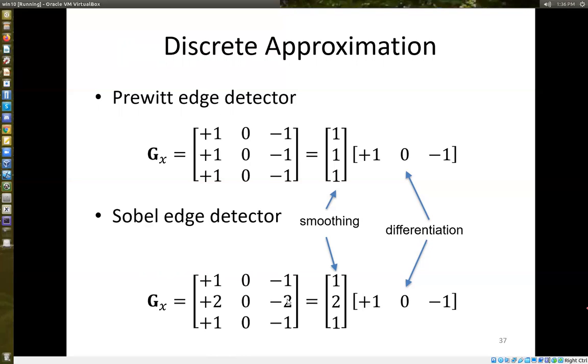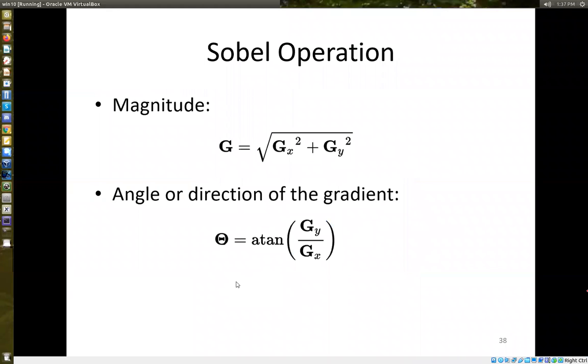Okay, again, another check. Does this one detect horizontal or vertical edges? Yes, this detects vertical edges. Yes. So okay, let's move on.